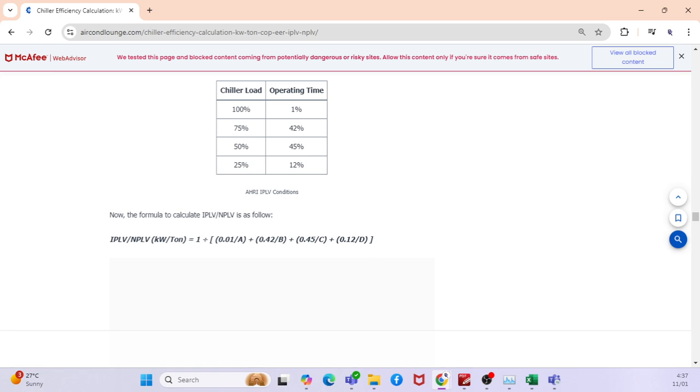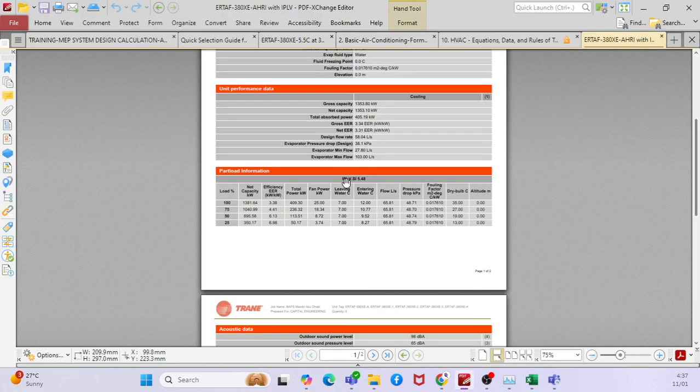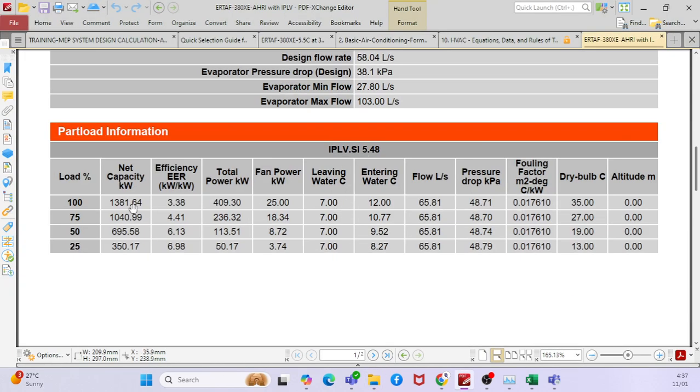So if I go to one of the chiller selections, you can see here this is the IPLV value, and this is the 100 percentage, 75 percentage, 50 percentage, and 25 percentage, where you can see the energy efficiency or COP. You can see the different COP during the part load. The COP is very high when you do the part load.